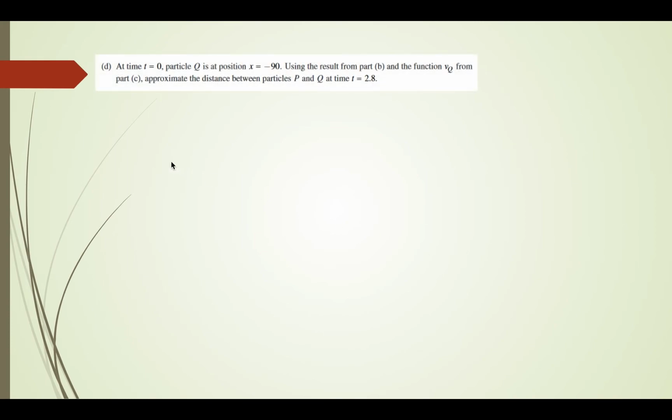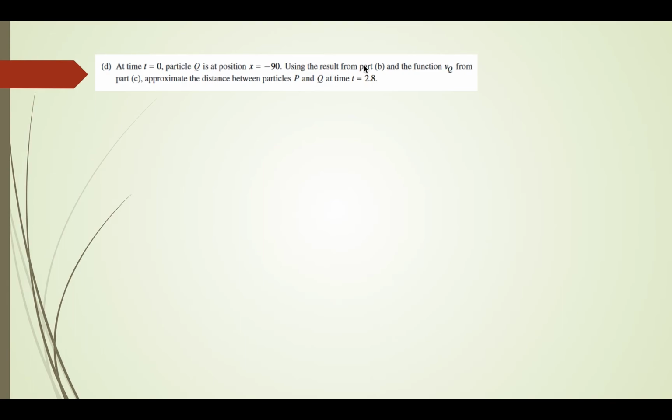All right, part D. At time t equals 0, particle Q is at position x equals -90. So unlike particle P, which was at 0 at the beginning, this particle actually starts at -90 and begins moving from that spot.